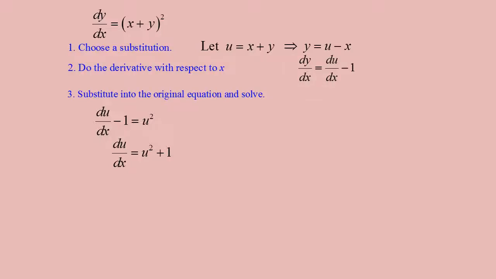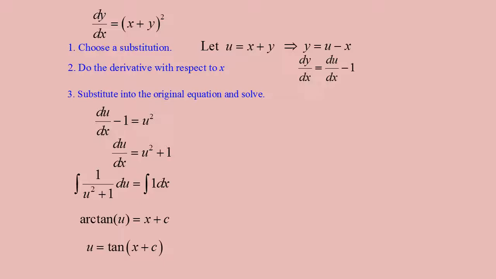So we can get all the u's on the left, all the x's on the right, and do the integral. The integral of 1 over u squared plus 1 is the arctan of u. The integral of 1 is x, and then we'll put our constant over on the right. We'll solve for u by doing the tan of both sides.